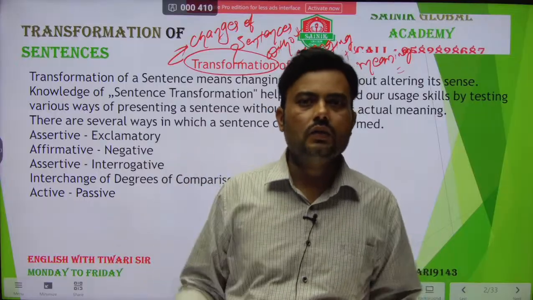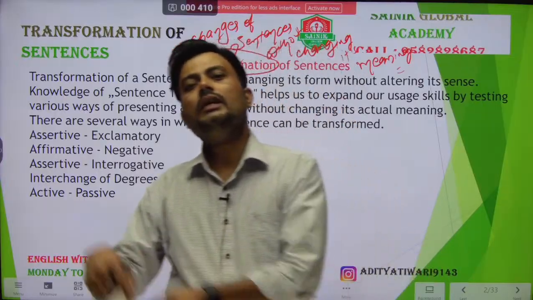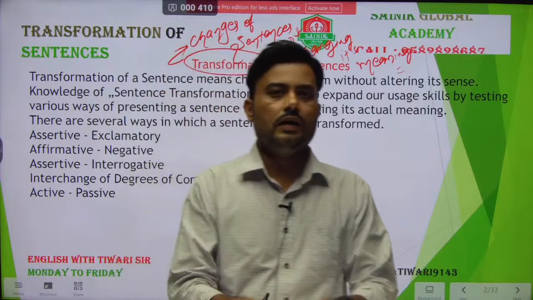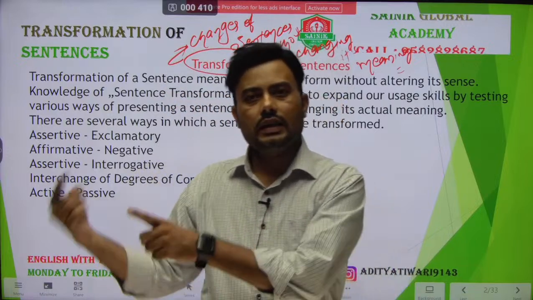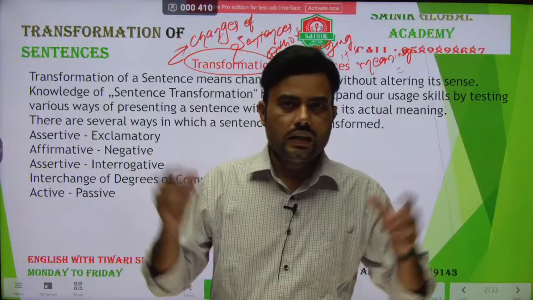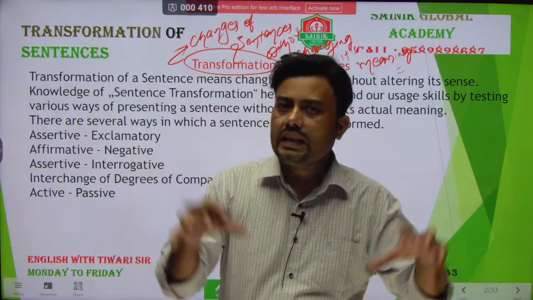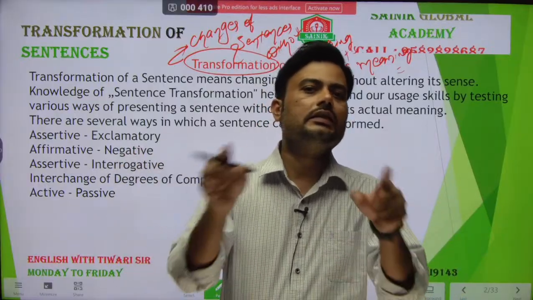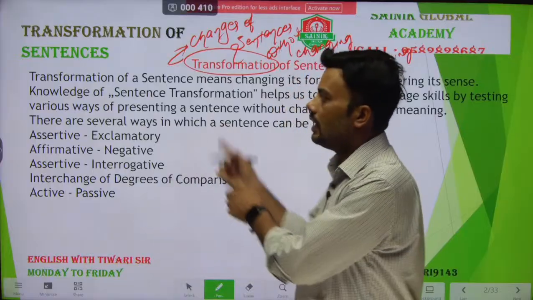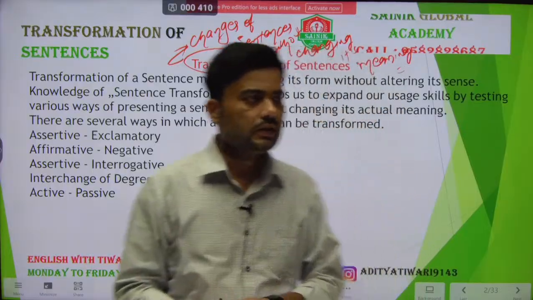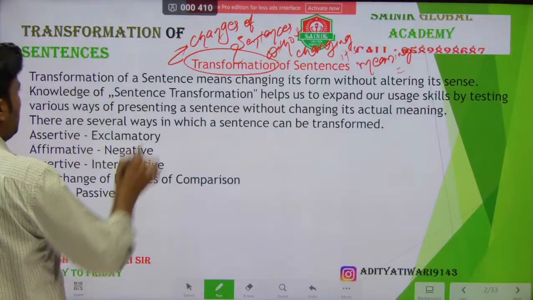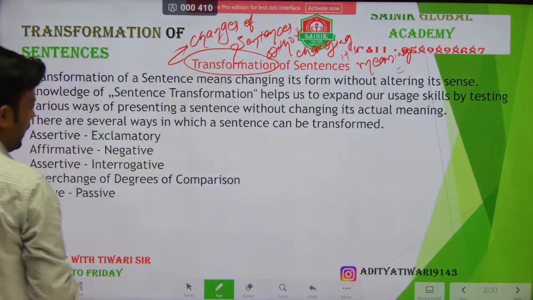Rahul is rich and Rahul is not poor. So what are we getting? We are getting two different sentences, but the meaning is the same. That is called transformation. Got it, beta? This is called transformation. So here, we will go through the definition.